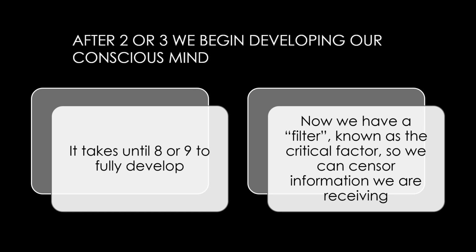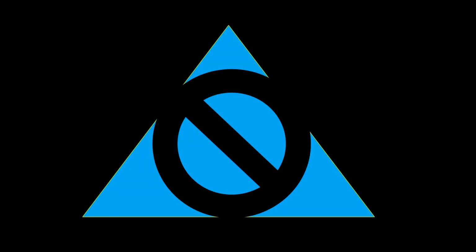Now, it takes until 8 or 9 years old for the conscious mind to fully develop, but at that time we now have a filter known as the critical factor, for you hypno geeks, that we can use to censor information that we're receiving. So now, being an adult, if I tell you that thing on the screen is a circle, you think, no, it isn't, she's crazy, that's a triangle, that's wrong. That is the feeling of your filter being in place. You felt a message come in and you could feel yourself arguing back and rejecting it. So you censored that message. That one did not end up inside your subconscious mind.